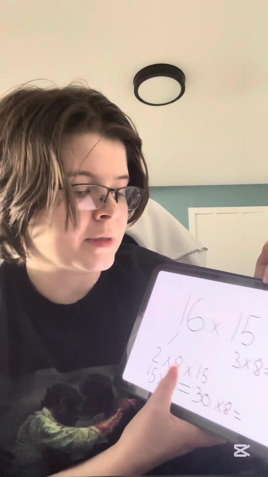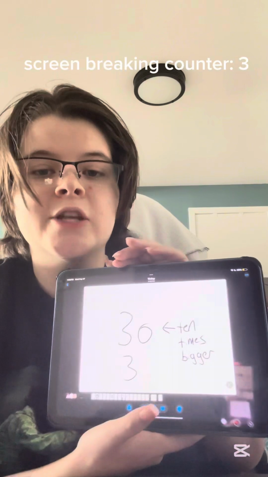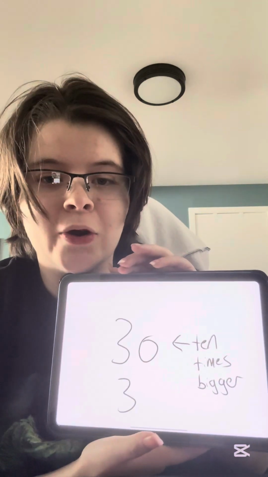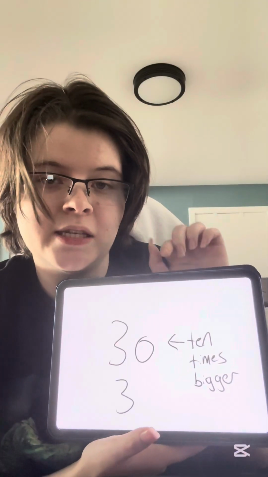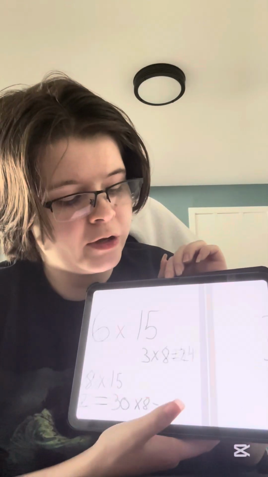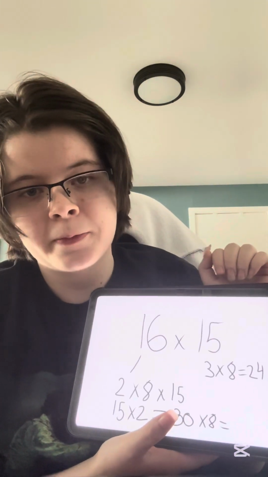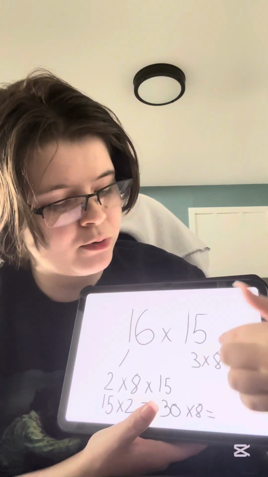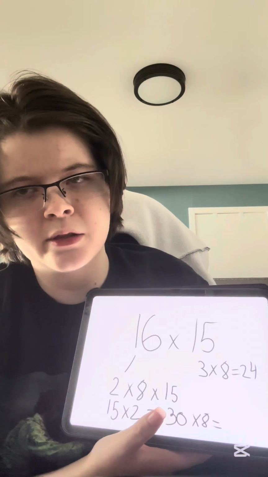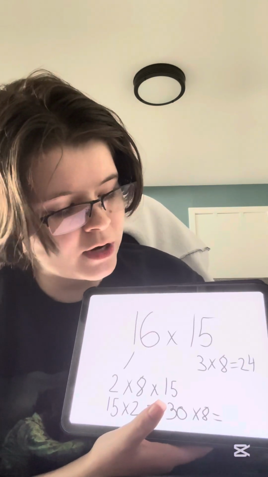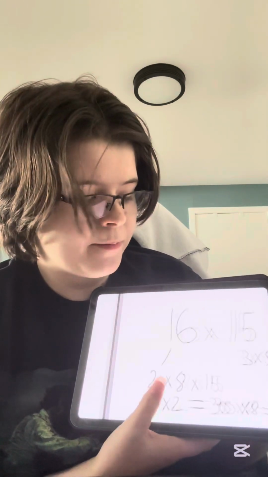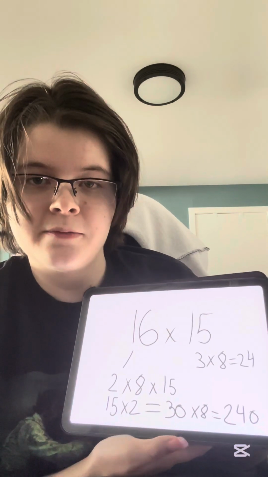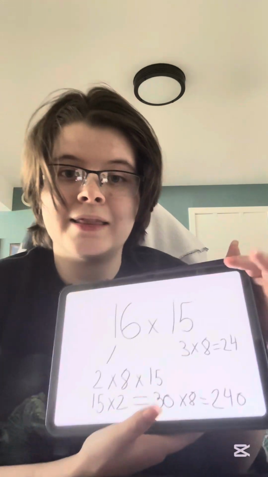That makes 24. Now, as you might know, 30 is bigger than 3. 30 is 10 times bigger than 3. So if we look here and we have the 24, what would you say would happen if you put the 0 behind the 3? It would make it 10 times bigger. So basically, you take that 24 and you turn it into 240. There you go. That's how you do it.